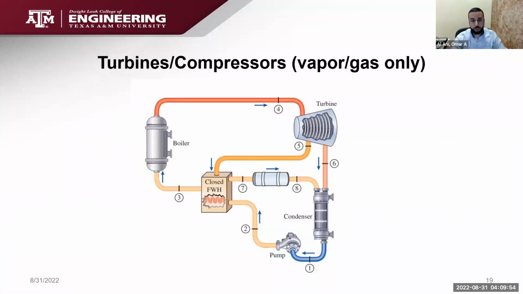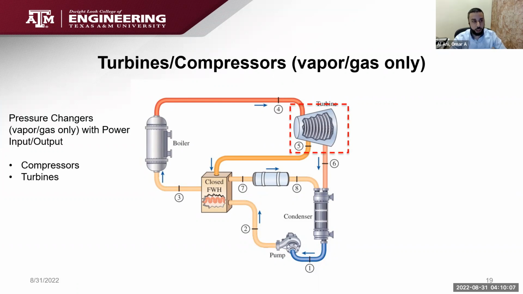So we have turbines and compressors. Turbines and compressors are specifically for vapor or gases. That's located between streams 4, 5, and 6. And of course, it's a power input, power output. So any compressor or turbine that uses some kind of vapor or gas, we're going to use the same block, which is this compressor block. We'll specify it to be a turbine a bit later, but that's what we will do.